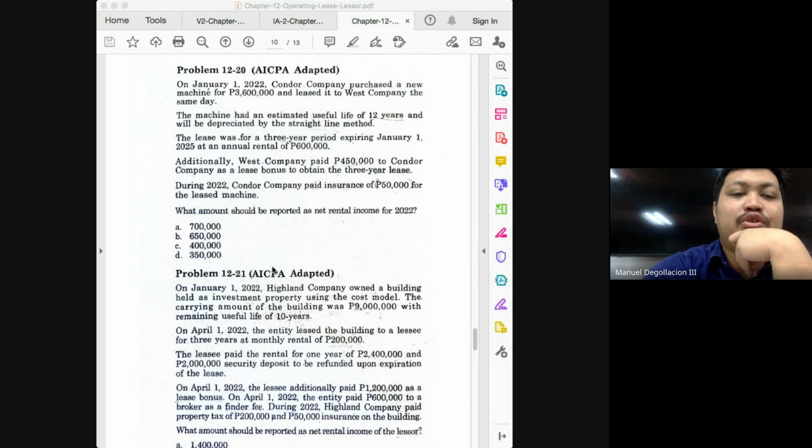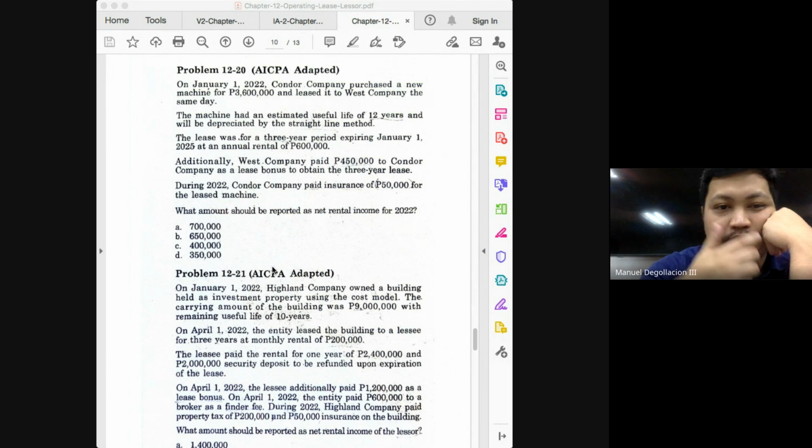Next, what amount should be reported as net rental income for 2022? Start with our income, class. How much is our income? The lease was for a 3-year period expiring January 1, 2025, with an annual rental of 600,000. Additionally, West, who is West? The lessor or the lessee?